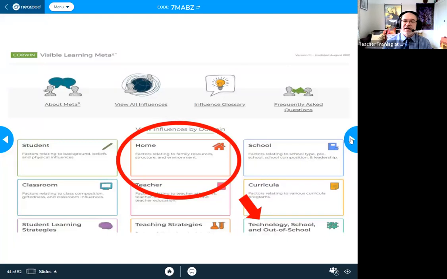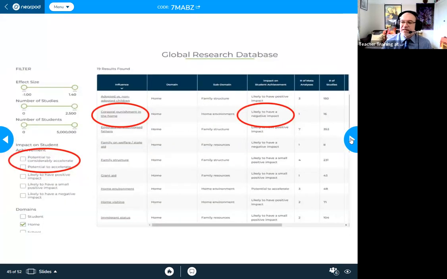Some of the factors that impact on student learning, of course, are home factors and out of school factors. So if you want to, you can go to this website and you can click on home, or you can click on technology and out of school. And you can then drill down to what all the factors are. You can even put filters on to see if it accelerates or decelerates learning, whether it has a positive or a negative impact, and how significant an impact it has. So you could use that if you wanted to. Professor John Hattie's effect sizes, that's another source.